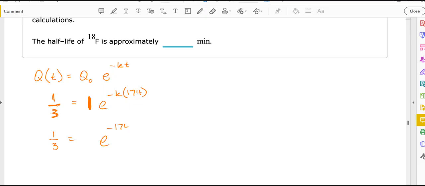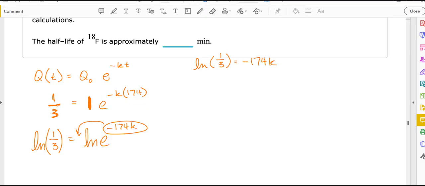It's isolated. The k's in the exponent. We're going to take the natural log of both sides. When you do that, that exponent comes out front. So I have natural log of 1/3 equals negative 174k times the natural log of e. But the natural log of e is just 1. So now I need to divide both sides by negative 174.